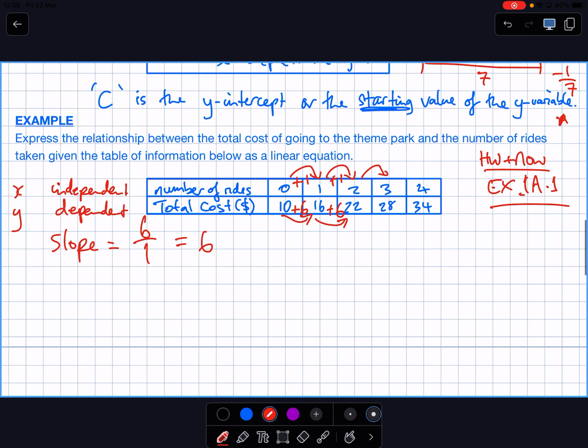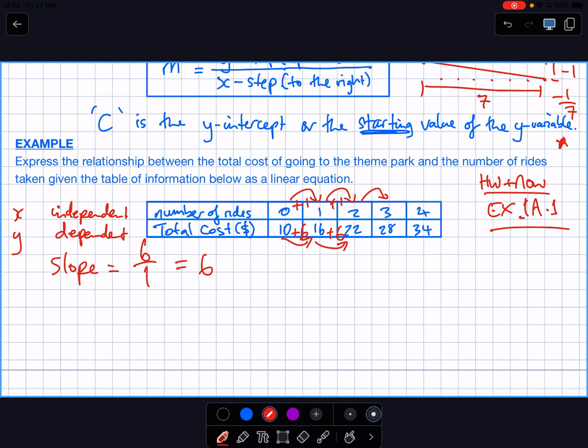What's the y-intercept? Well, I just told you. C is the y-intercept or the starting value of the y variable. We start at 10. So y-int equals 10. So equation is, no, I can't say equals because I'm going to do equals again straight away. I'll do a colon. Y is equal to 6x plus 10. You will get a mark for that.